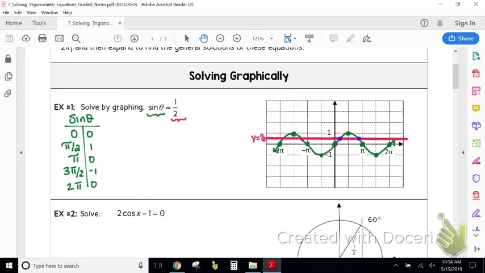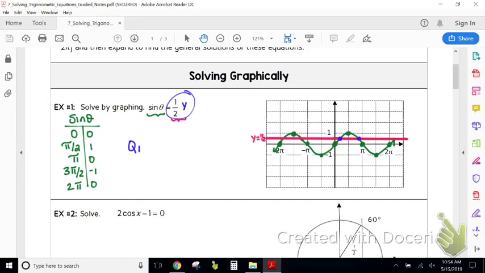So instead of using the graph there, let's think about that unit circle. Where in quadrant 1 is sine equal to 1/2? Well, sine is what? X or y? y. Sine is my y value. So where is y equal to 1/2?